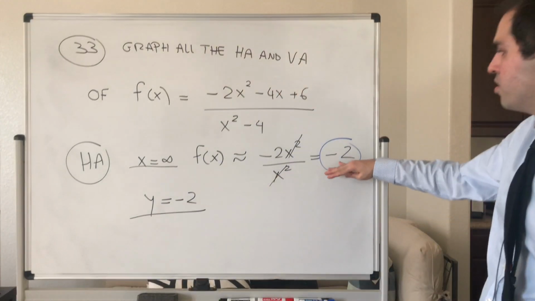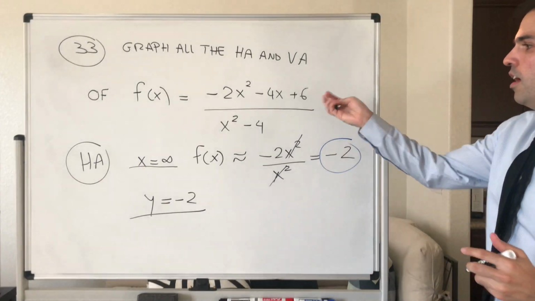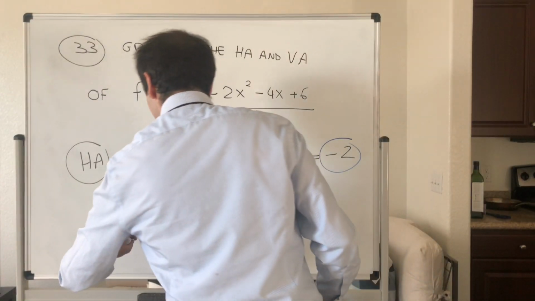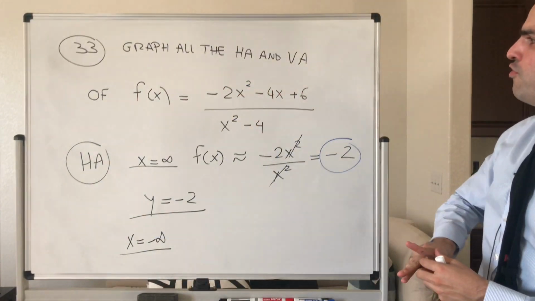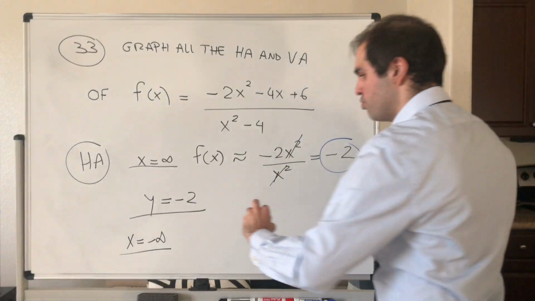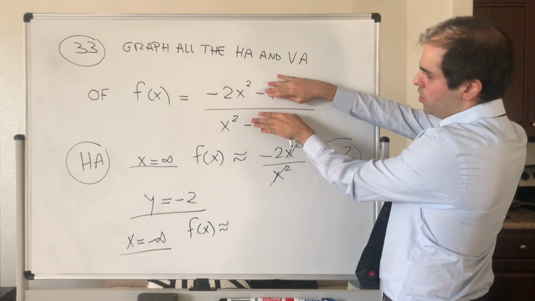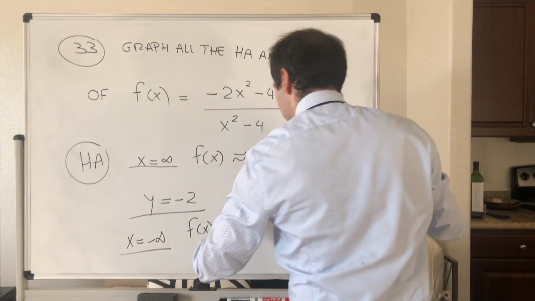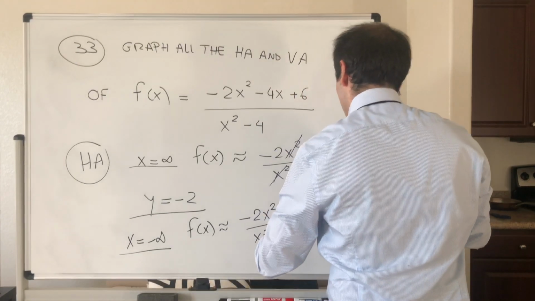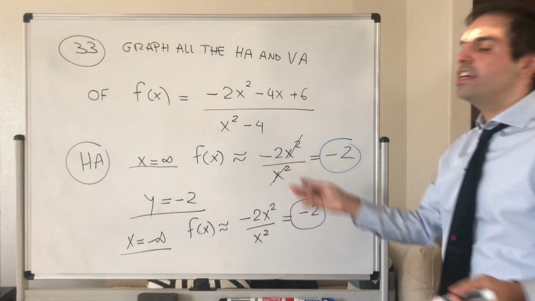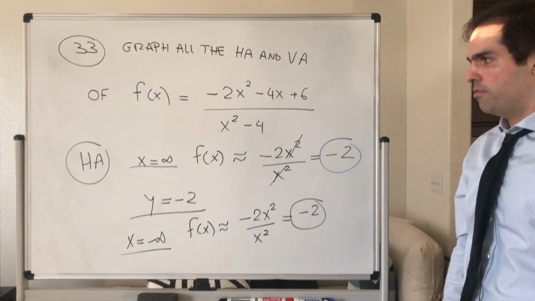So the horizontal line with y-intercept -2. What about -infinity? Actually, same thing. So the function is very close to the leading terms. It's very close to -2x squared over x squared, which is also -2. So yet again, we can say y equals -2 is a horizontal asymptote.